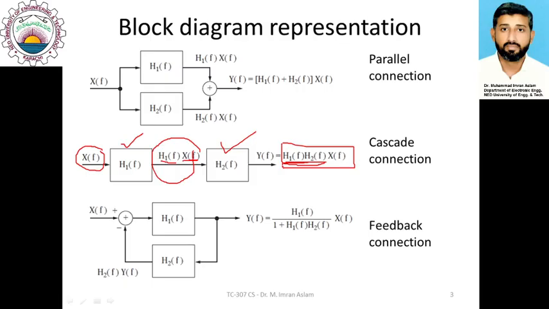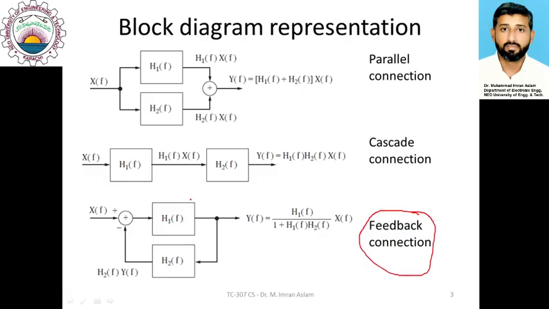So in other words, the equivalent effect of two cascaded blocks is equal to the product of individual frequency responses. The third combination is named feedback connection, where the output is actually fed back to the input of the system. So this is the block diagram related to the feedback connection.